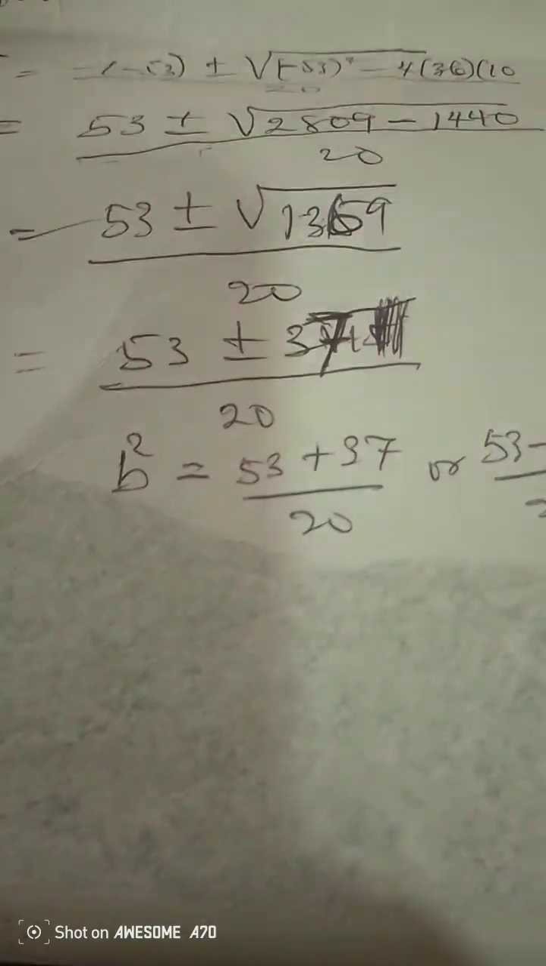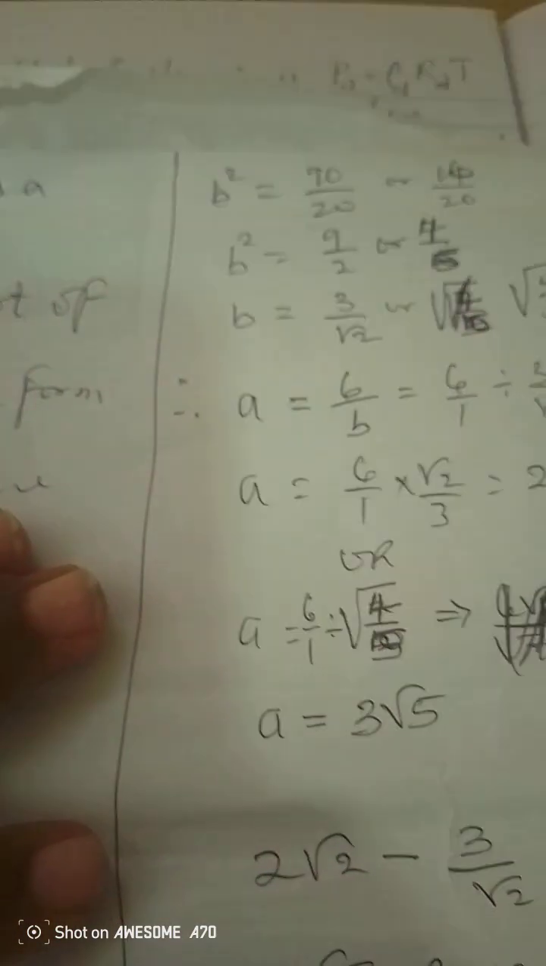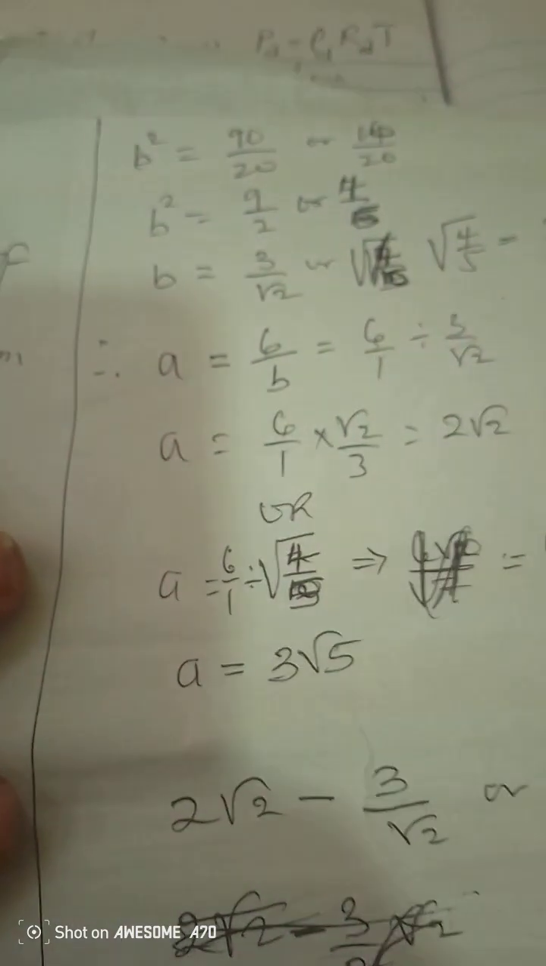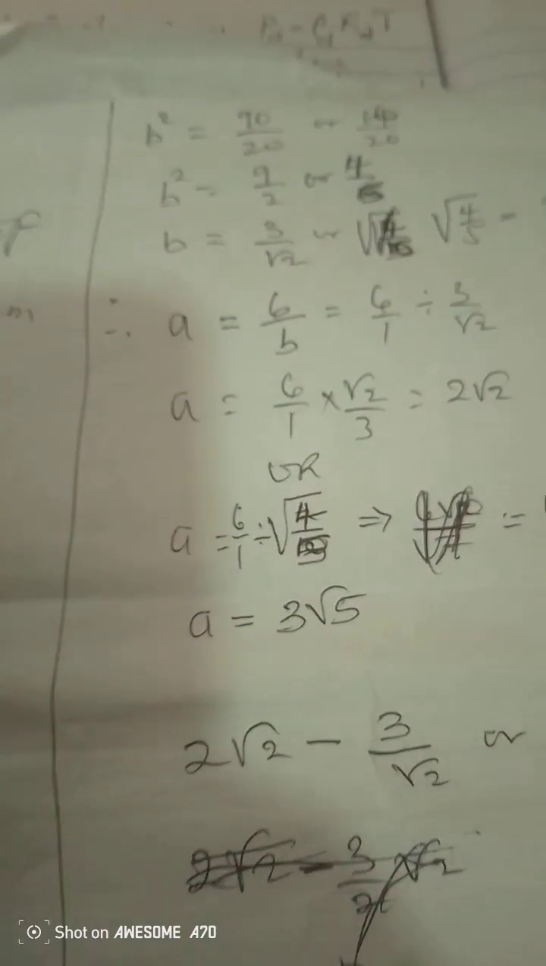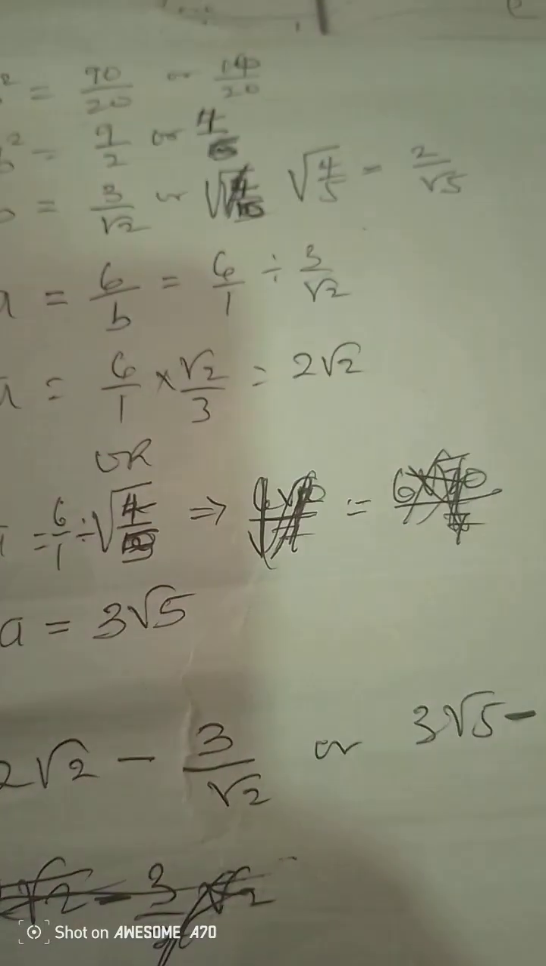So b² can be written as (53 plus 37) over 20 or (53 minus 37) over 20. In that case we have b² equals 90 over 20 or 16 over 20. Reduced to the lowest terms, b² is equal to 9 over 2 or 4 over 5. So therefore b can be written as 3 over root 2 or 2 over root 5.